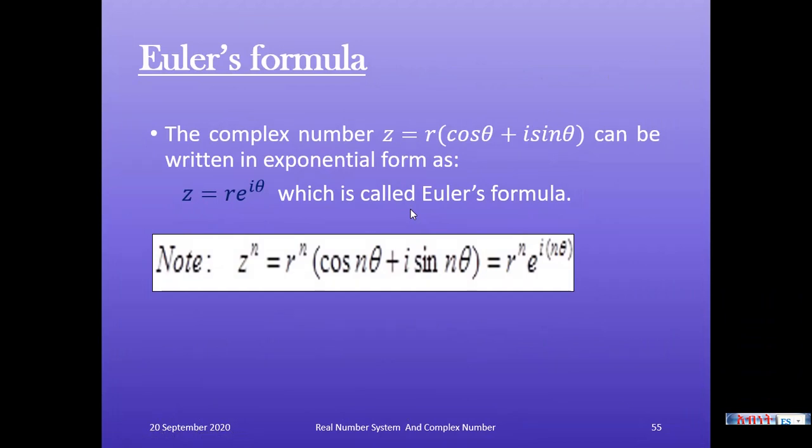And the other mathematician's formula, we call it Euler's formula. The complex number z equal to this can be written in exponential form as this, which is called Euler's formula: z is equal to r e to the power of i theta. Now what will z to the power of n be? It is r to the power of n cos n theta plus i sine n theta. We can also express it using Euler's formula: r to the power of n, e to the power of i n theta. It's simply adding n here.